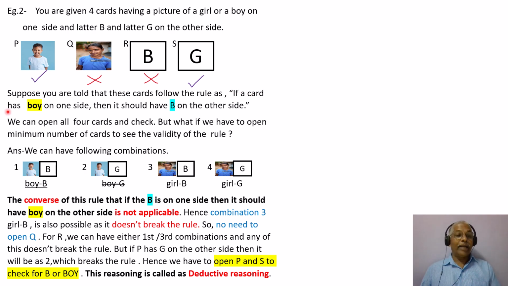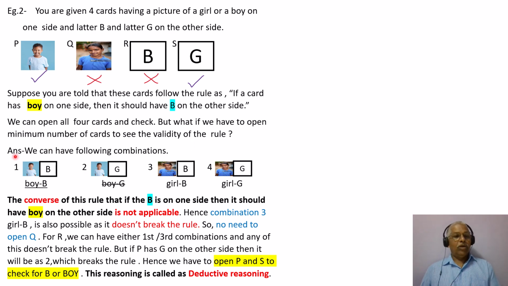If a card has a boy on one side, then it should have a B on the other side. Reading it again: if a card has a boy on one side, then it should have B on the other side. That's the rule. We can open all 4 cards and check. But what if we have to open the minimum number of cards to see the validity of the rule? We will be using certain logic.